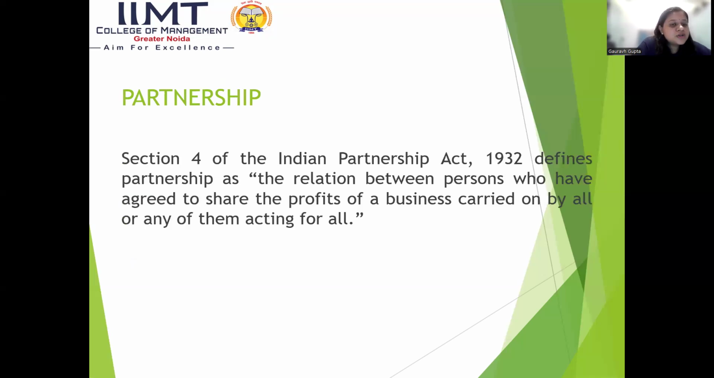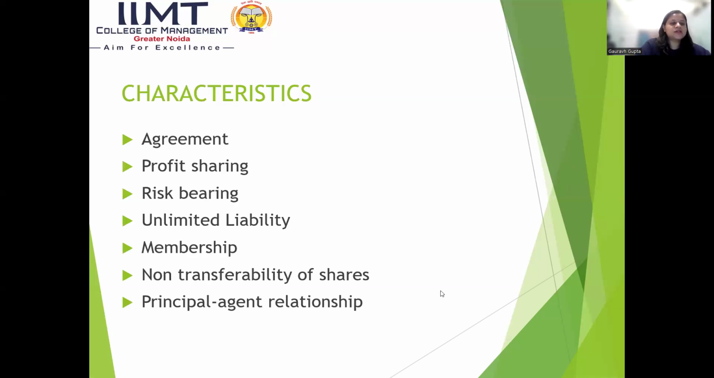Partnership. Partnership is the second form of business organization. Section 4 of the Indian Partnership Act 1932 defined partnership as the relation between persons who have agreed to share the profit of the business carried on by all or any of them acting for all. Next comes characteristics. The first characteristic is agreement. The relationship between the partners is agreement. Agreement is basically offer and the acceptance.